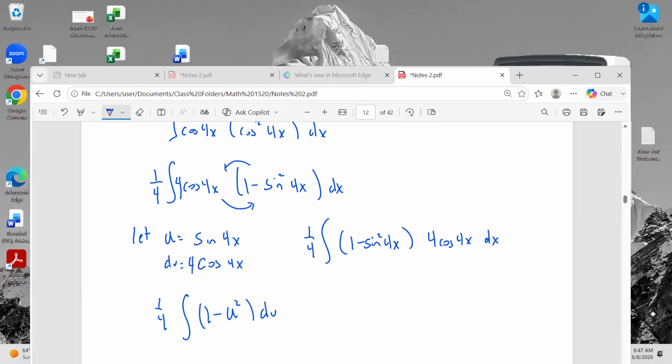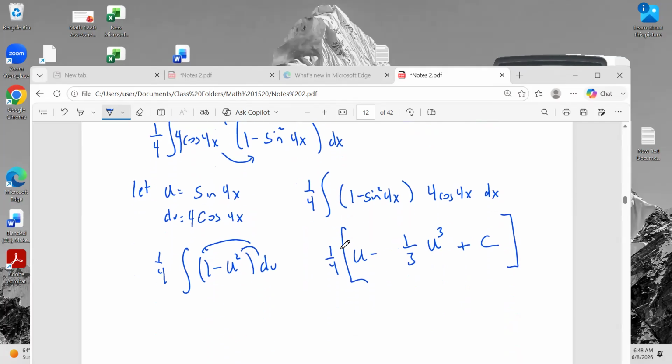Okay. So let's go ahead and integrate. We have 1/4 integrating this. The du applies to both of these. So we just end up with u minus 1/3 u cubed. Don't forget your plus c. So we end up with something like this. I'm going to put the 1/4 in so I don't lose it. So we end up with 1/4. What was my u? Sine 4x minus 1/3 sine cubed of 4x, and 4 times 3 is 12, so 1/12 sine cubed of 4x plus c, and that is our answer for this integral.